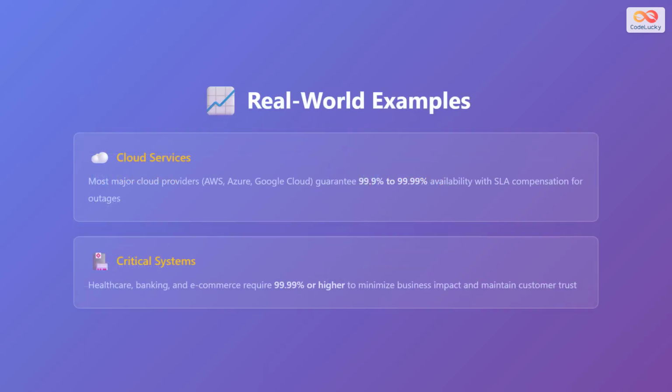Let's look at real-world applications of these concepts. Major cloud providers like Amazon Web Services, Microsoft Azure, and Google Cloud typically guarantee between 99.9 and 99.99% availability. If they don't meet these targets, they provide financial compensation to customers. Critical systems in healthcare, banking, and e-commerce require even higher availability standards, often 99.99% or better. A hospital's patient monitoring system, a bank's transaction processing system, or an e-commerce platform during peak shopping periods cannot afford significant downtime because it directly impacts lives, finances, and revenue.